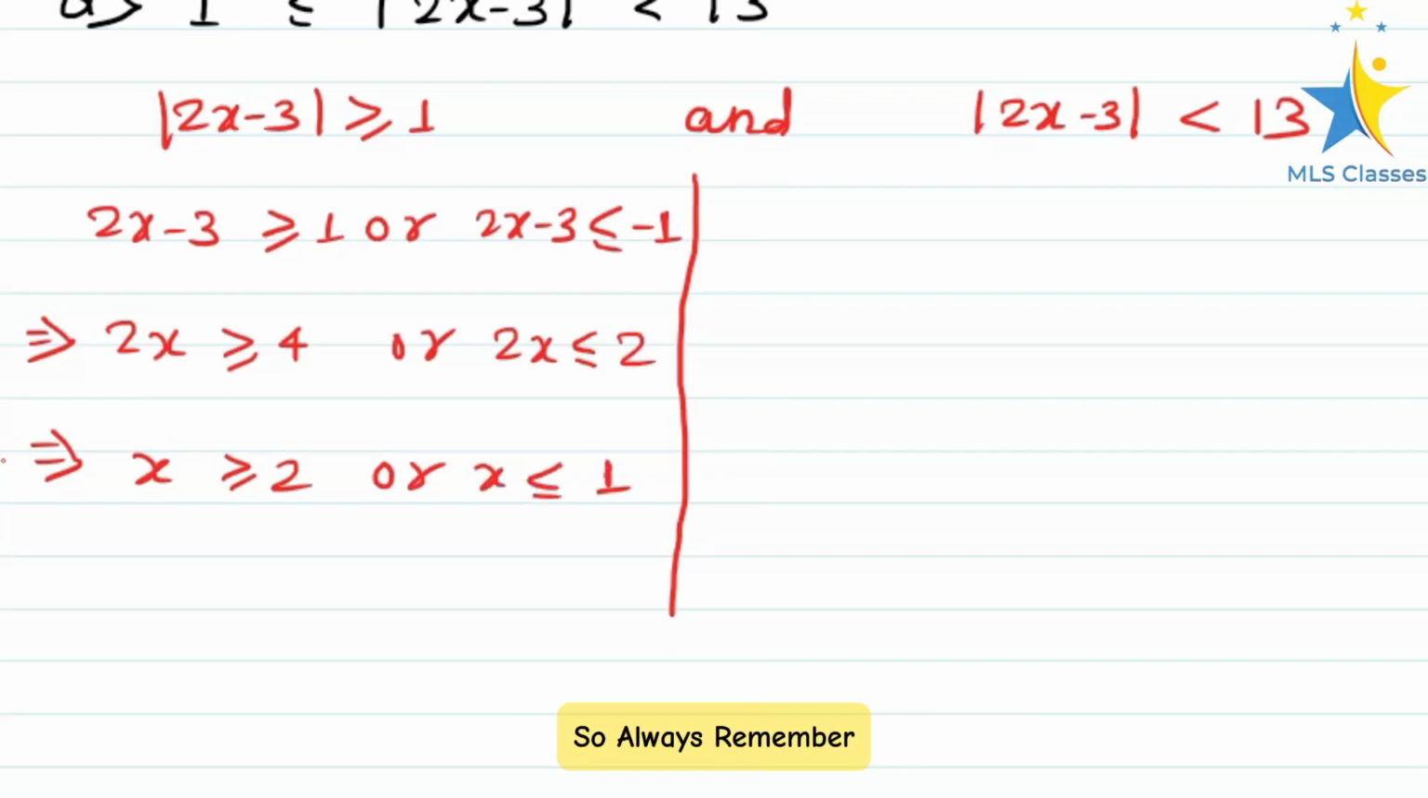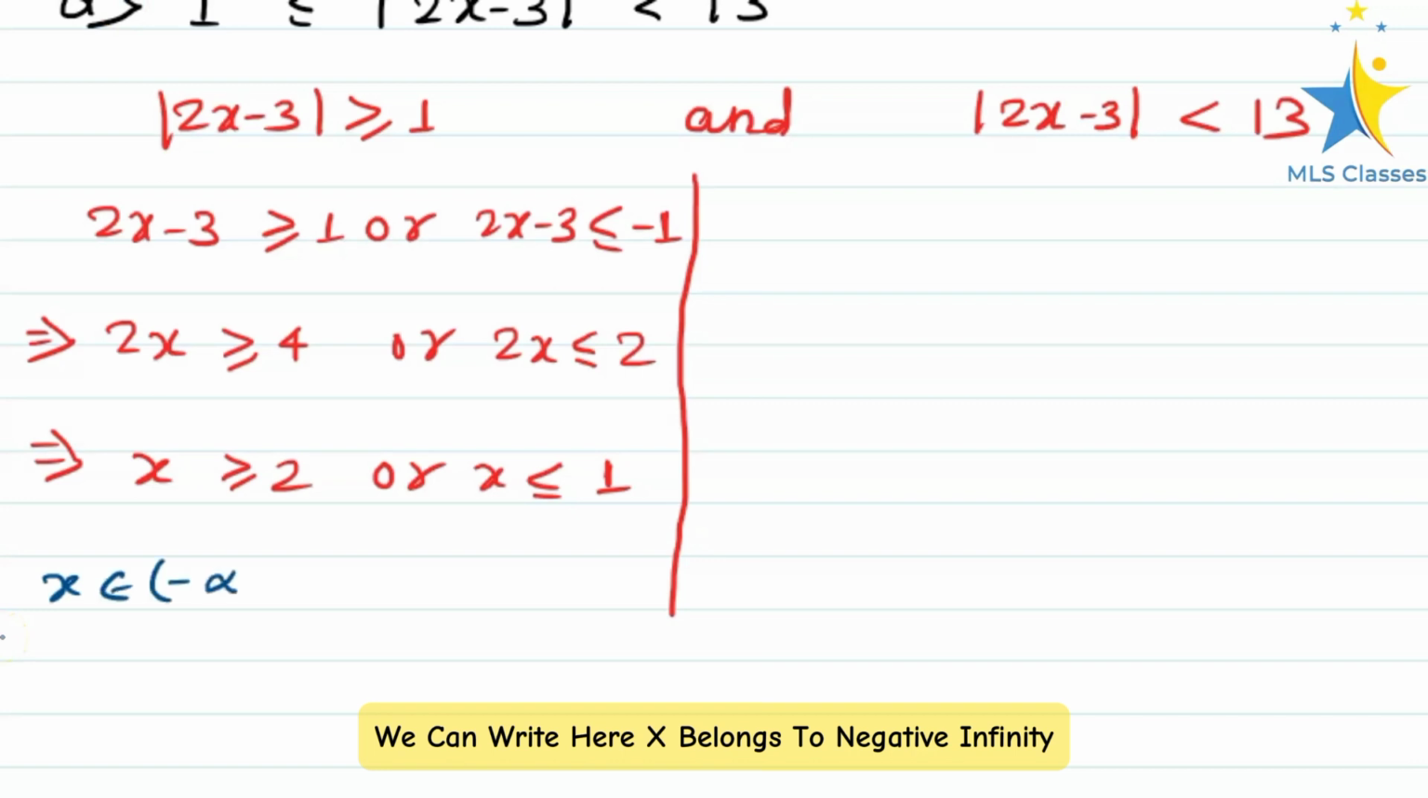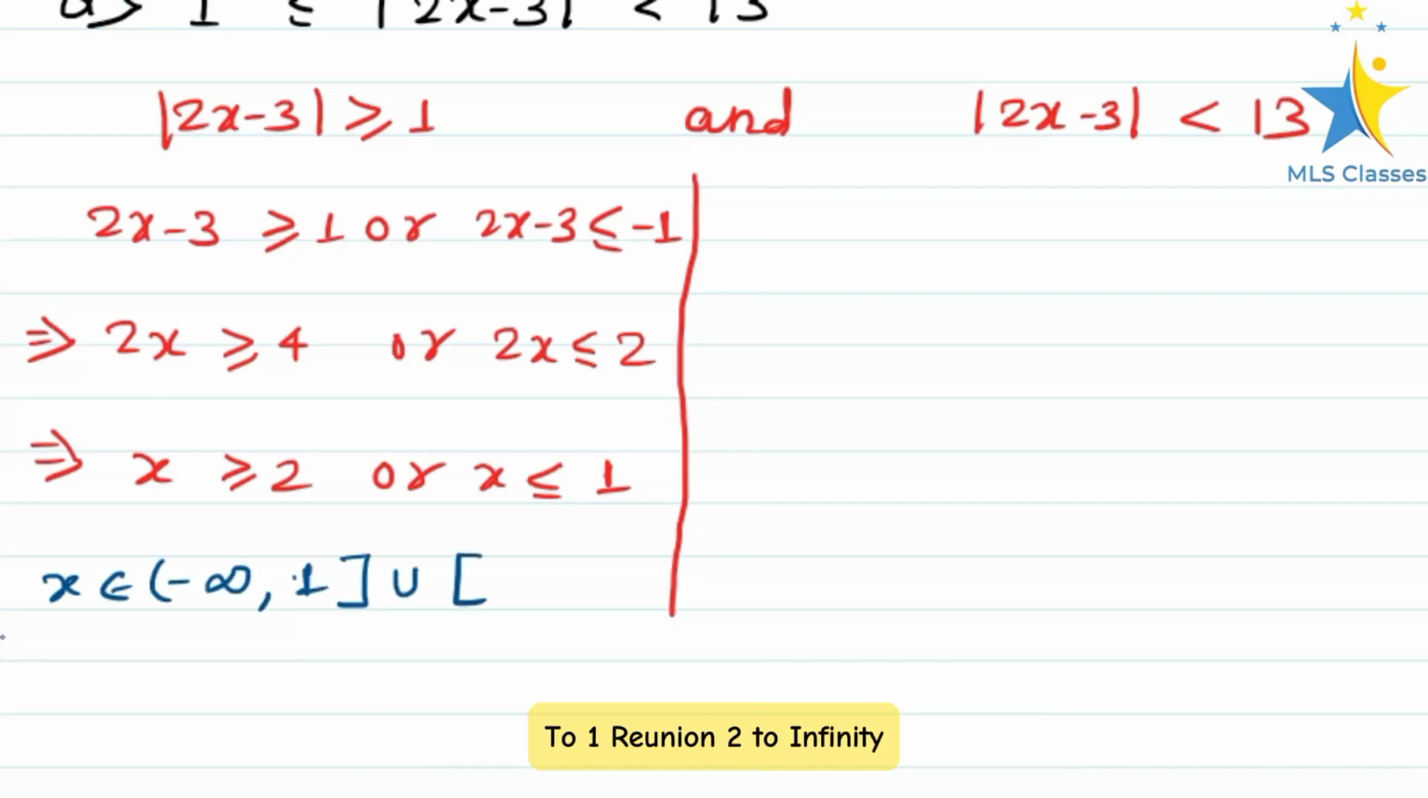So always remember, it's easy to find the common solution using interval notation here. How will we write it? We can write x belongs to negative infinity to 1 union 2 to infinity.